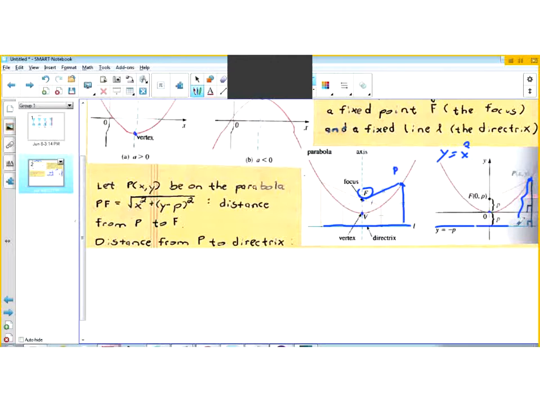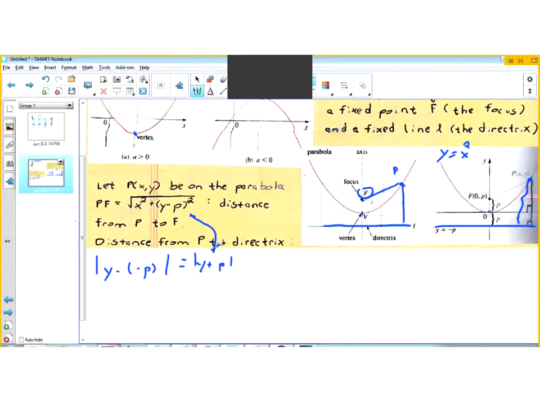Okay, so they call this our directrix. If this is our directrix, then the distance from P to the directrix is just merely the absolute value of y minus P, since the abscissas are the same. So the distance from a point to a horizontal line is just merely this, and that would equal the absolute value of y plus P. All right, and so obviously we want to equate these two distances.